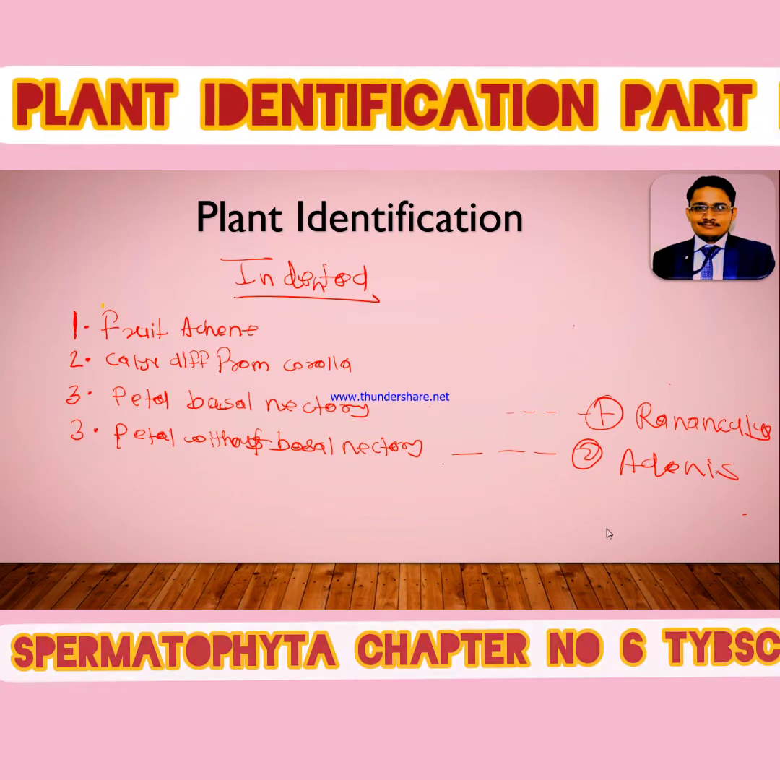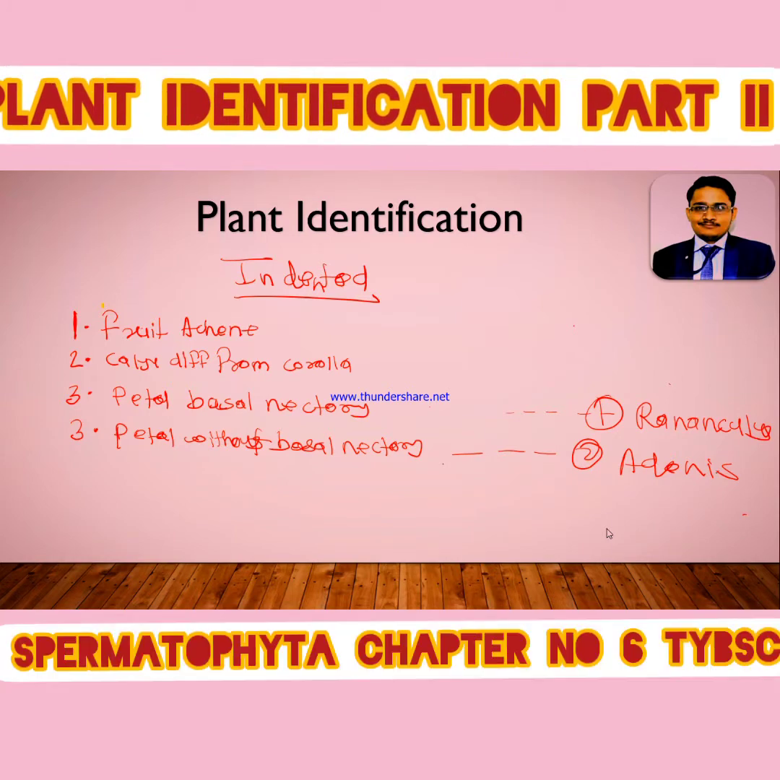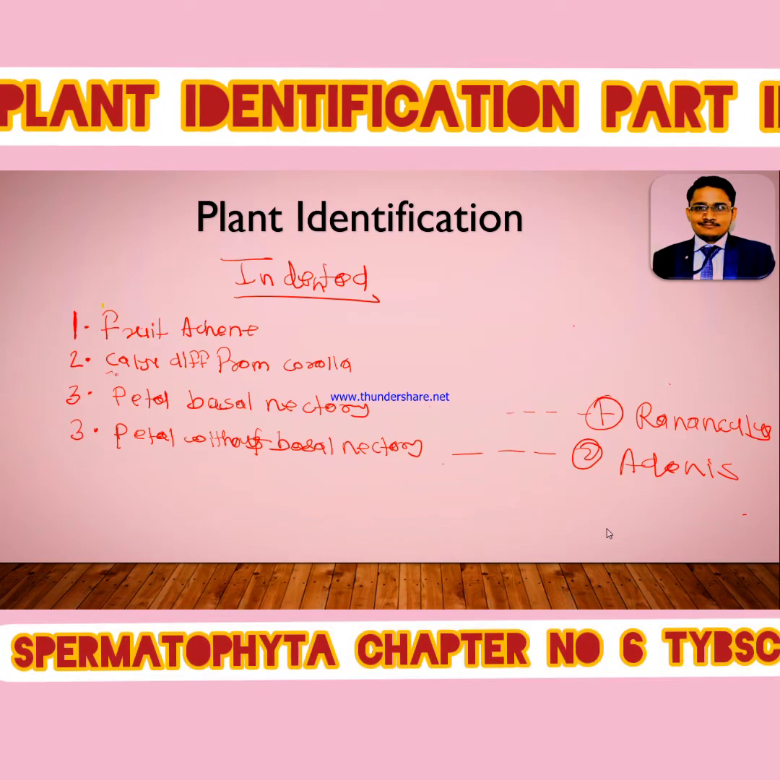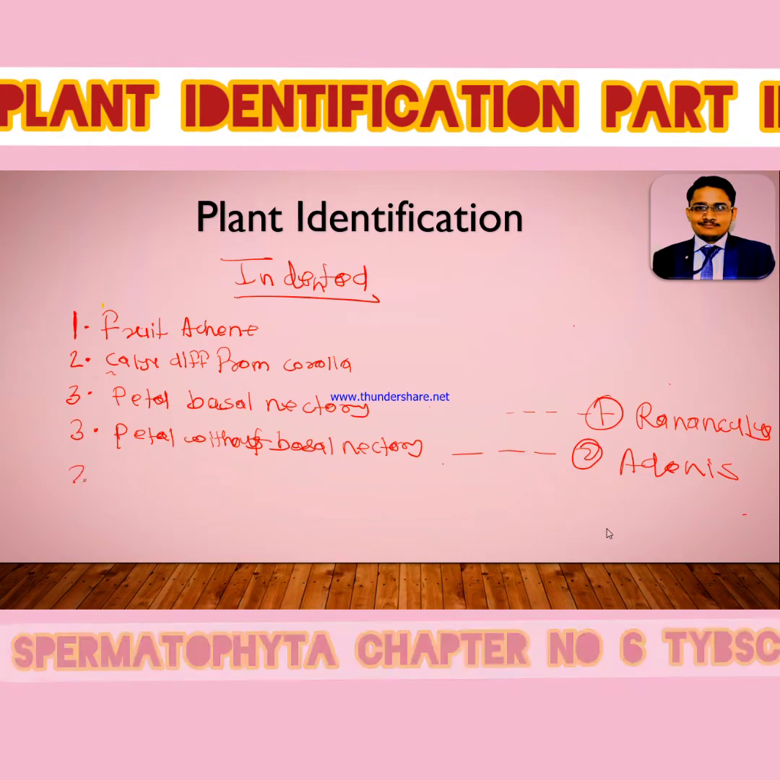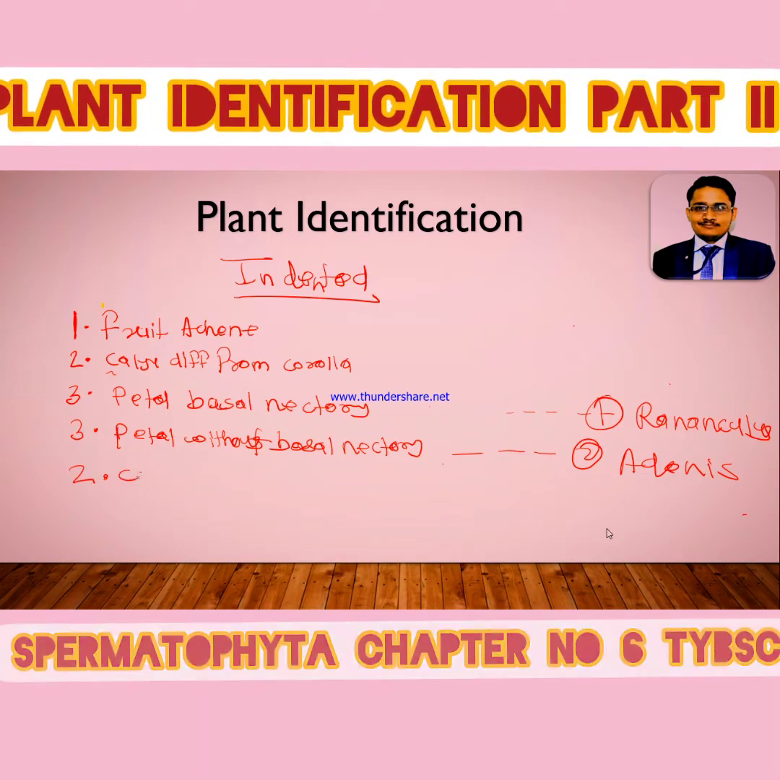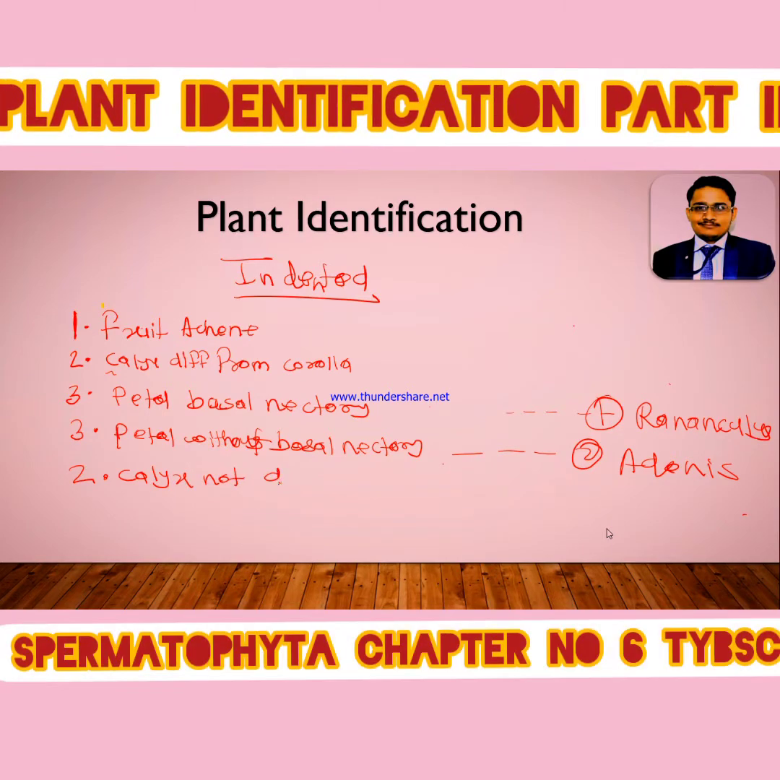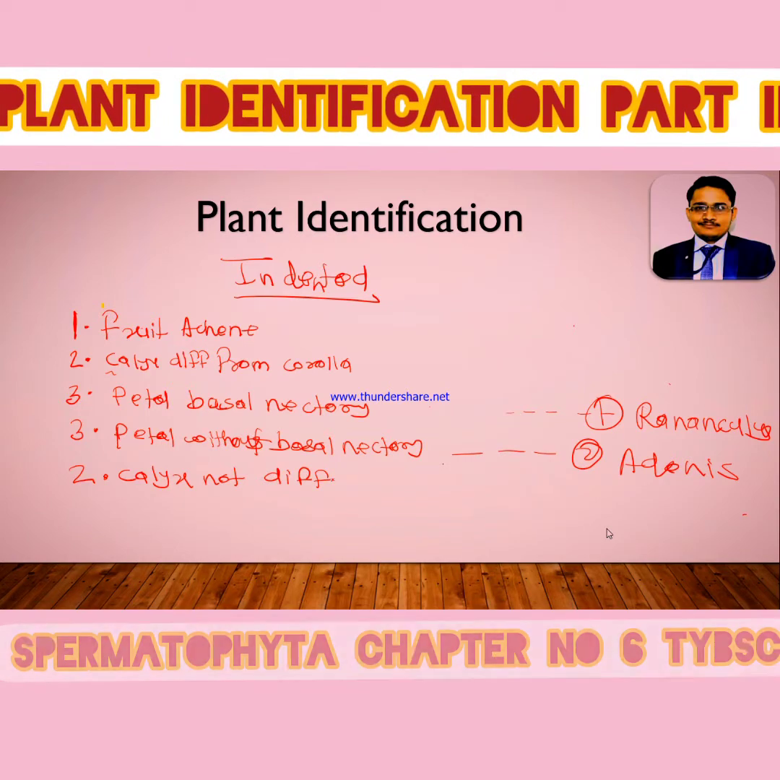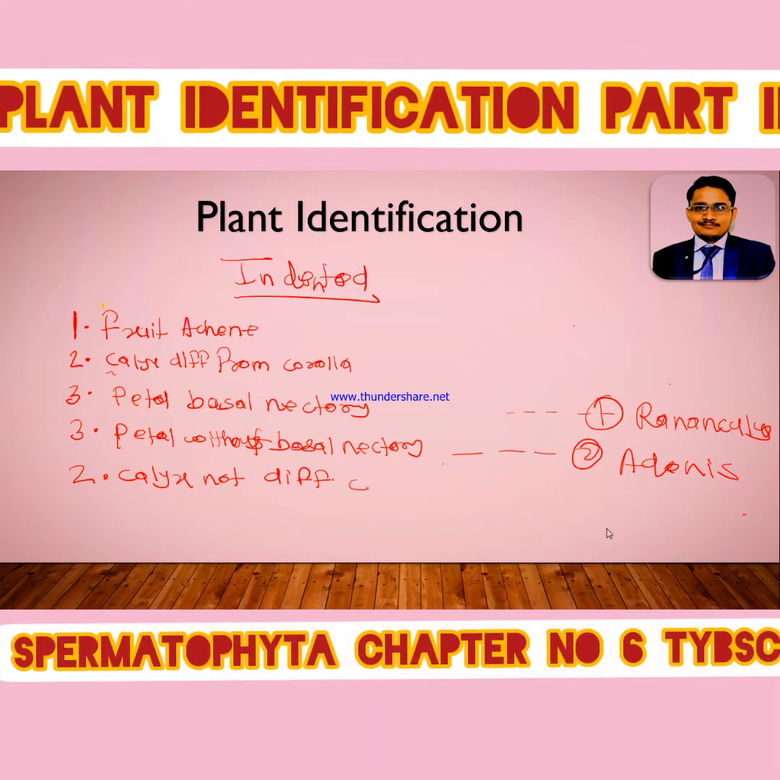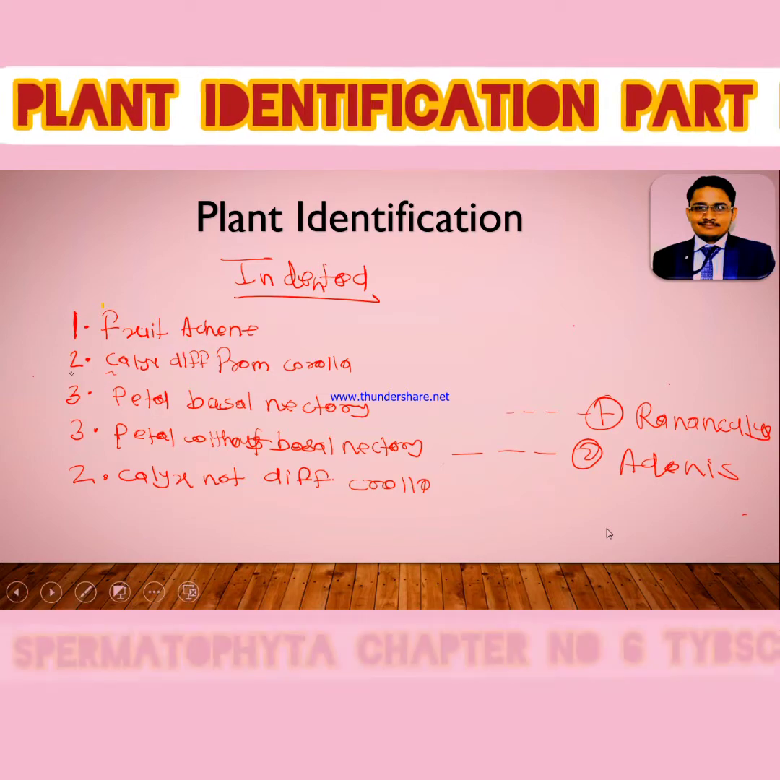Let's go to the second character. Here are the three characters where the species are separated. If the second character is not present in our species or in your plant, go to the second character, that is, the calyx is not differentiated from the corolla. We are going to the second lines, when our second character is not present.